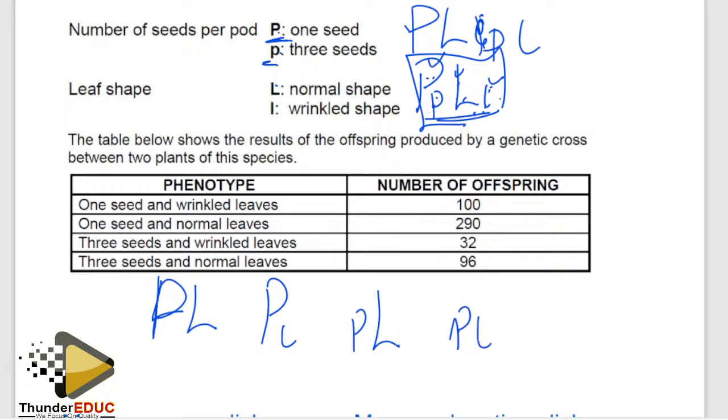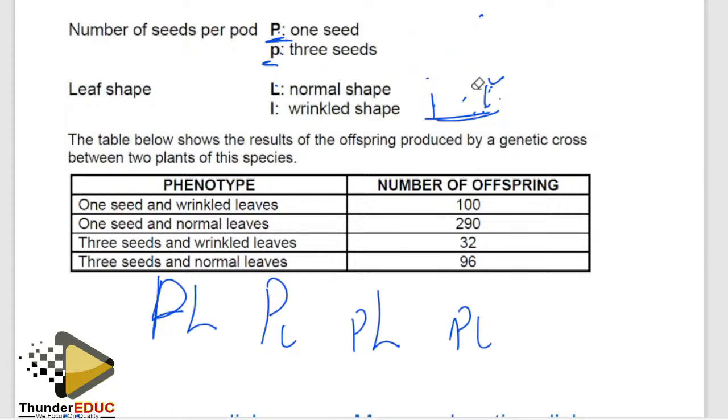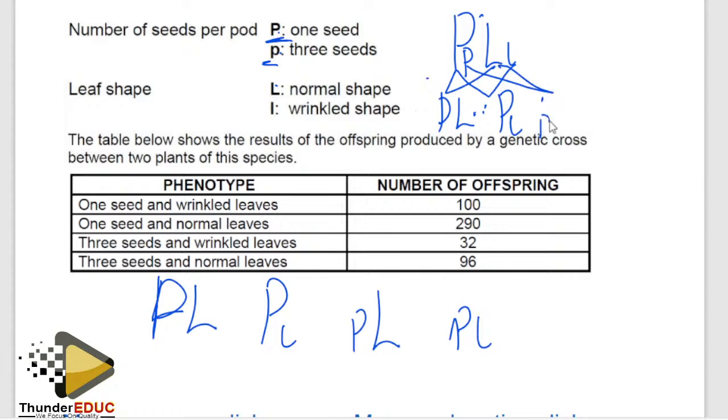Sometimes people, what they do is not a cross, but what they do is this: capital P, small p, capital P, small p, capital L, small l. So they just cross this with this, capital P, capital L. They cross this now again with this, capital P, small l. Then they cross this with this, small p, capital L. And then this with that, it becomes small p, small l. See, they form the same gametes. You understand?